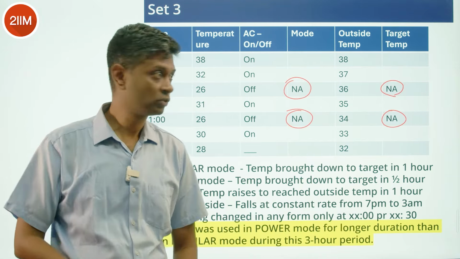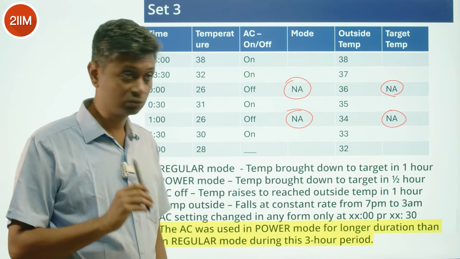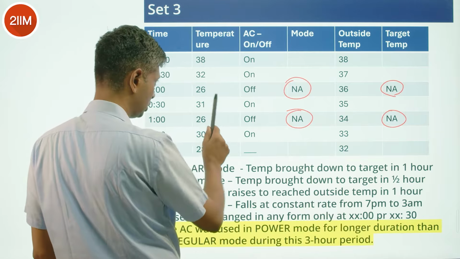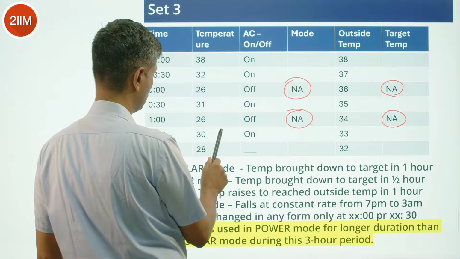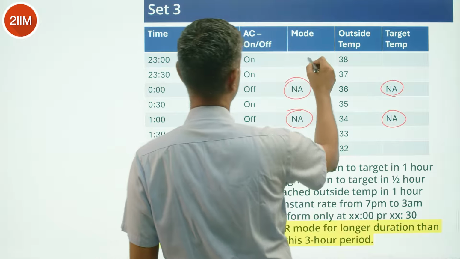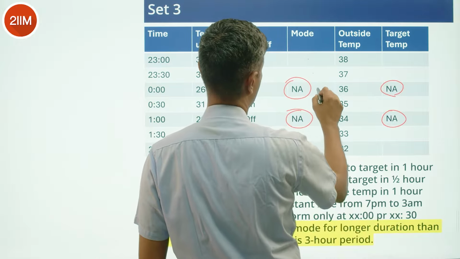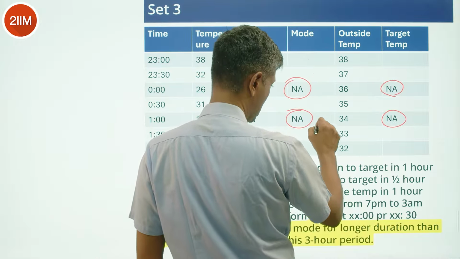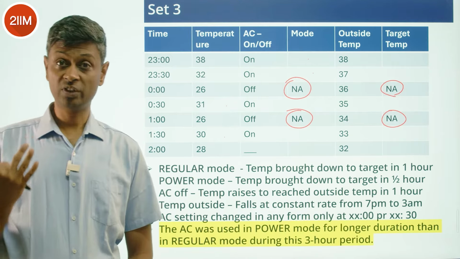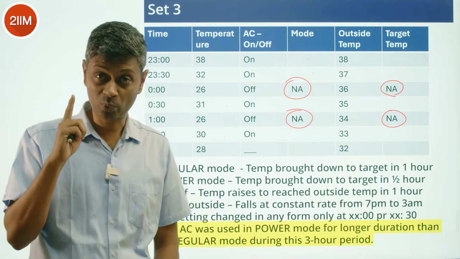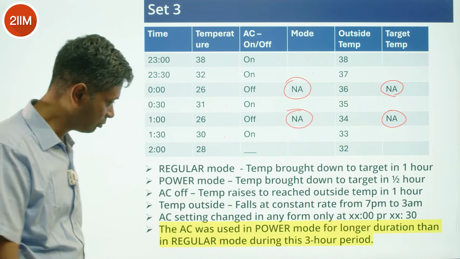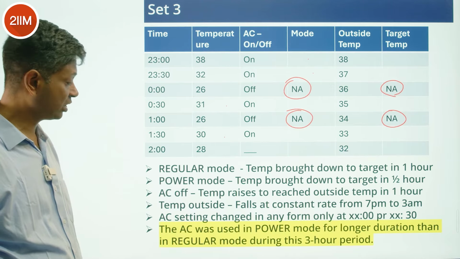than regular mode. Totally the AC is on for 4 hours. 11 to 11:30, 11:30 to 12, 12:30 to 1, 1:30 to 2. Right, so this half an hour stretch, half an hour stretch, half an hour stretch, half an hour stretch. Right, so 11 to 2 is 3 hours. It sleeps, or it switched off for 1 hour. Remaining 4 slots of half an hour it is on. The power mode is for longer duration than regular mode.